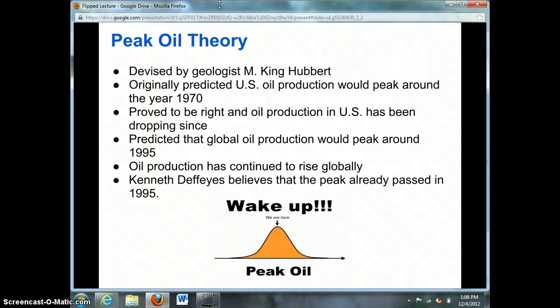The peak oil theory was developed by a geologist named M. King Hubbert. He originally predicted U.S. oil production would peak around the year 1970, and he proved right, and oil production in the U.S. has been dropping since then. Then he calculated that global oil production would peak around 1995, but global oil production continued to rise. Another geologist named Kenneth Deffeyes believed that the peak already passed in 1995.